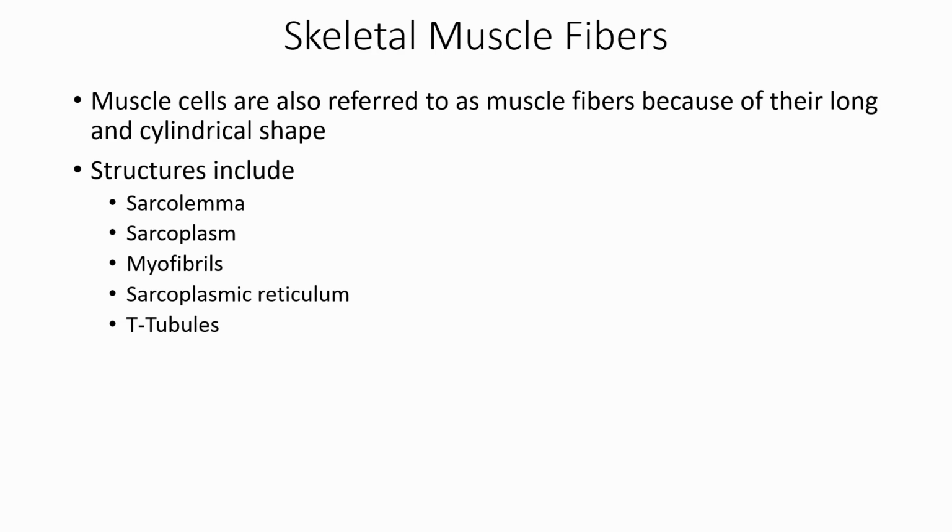And so we're going to talk about some of the structures we see in these muscle cells. Some of the names look maybe a little familiar or a little different than things we've heard of before, and others may not be familiar at all. But let's talk about these structures, including the sarcolemma, the sarcoplasm, myofibrils, the sarcoplasmic reticulum, and T-tubules.